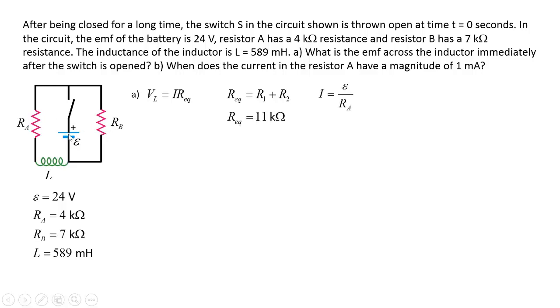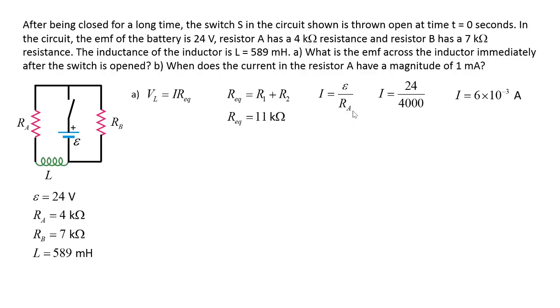Therefore, we can easily calculate the current through resistor A as the voltage across the resistor, which is nothing else than the EMF of the battery, divided by the resistance A. The EMF is 24 volts and the resistor is 4 kilo ohms or 4000 ohms. And the current is 6 times 10 to minus 3 amps or 6 milliamps.